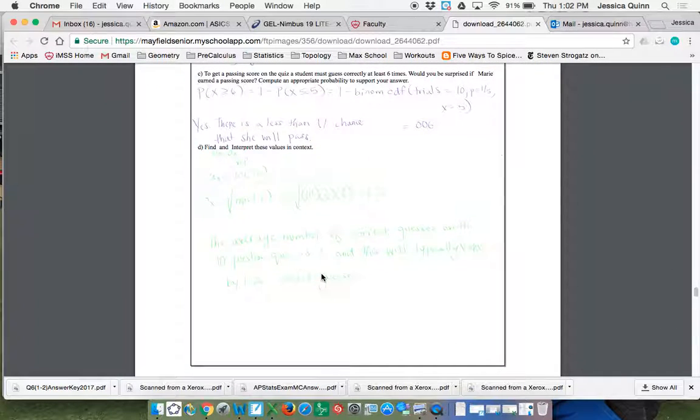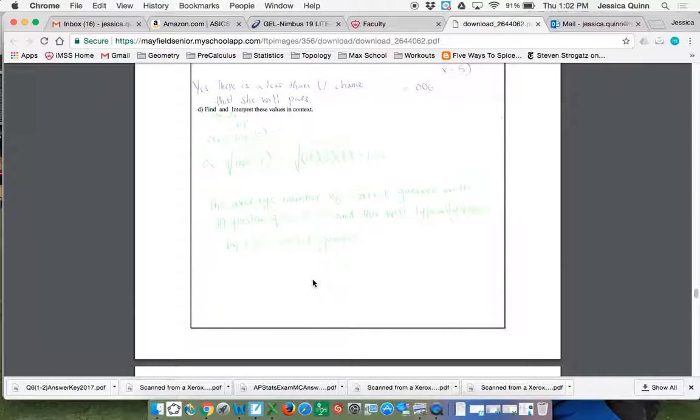We want to find the next part. So I wrote in like green, which I can barely see. We want to find the mean of x, and we want to find the standard deviation of x and interpret those in context. So the mean of x is just np, so 10 trials. Probability of success is 1/5, so that's 2.